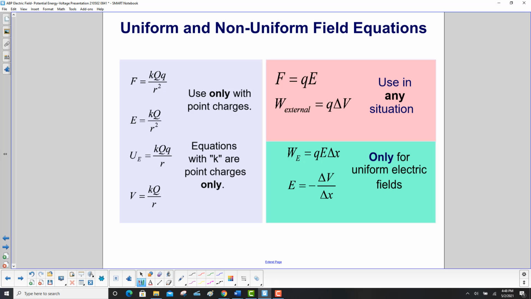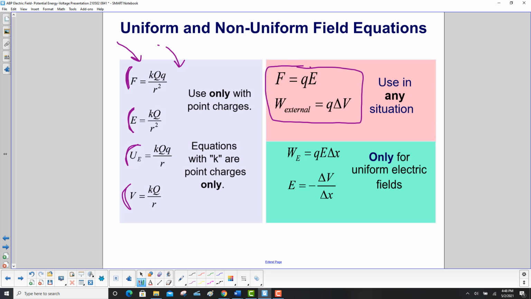Let's wrap up the equations we've used for uniform and non-uniform electric fields. The ones on the left we summarized earlier. These are the big four, and these are used only with point charges. Equations with K in them are for point charges only. You can have 1 point charge, 2 point charges, 3 point charges, but as long as you have a very small number of them, you can work with these. So the force, Coulomb's law, the electric field, the potential energy, and the electric potential or voltage. Then we can use these equations in any situation.